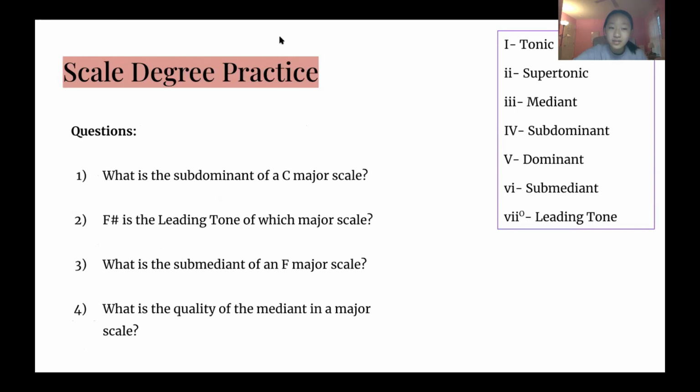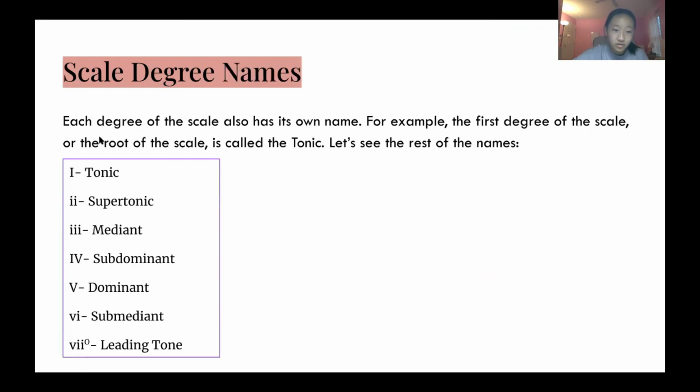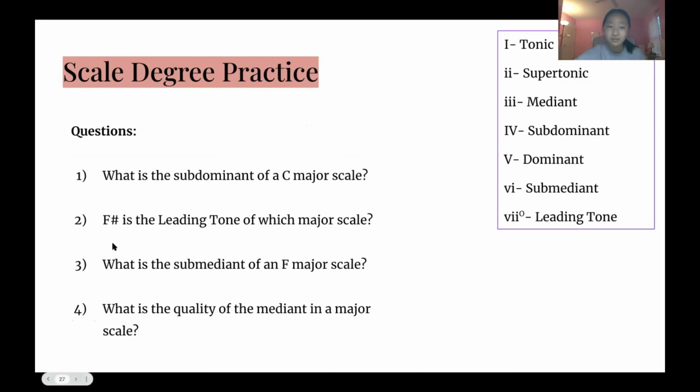Okay, so here's some scale degree practice, and in case you can't see the scale degrees, I think I moved my camera up. I'm not sure if the recording will do that. Let's go back to the last slide, you can take a picture of this or something to help you with this upcoming slide.